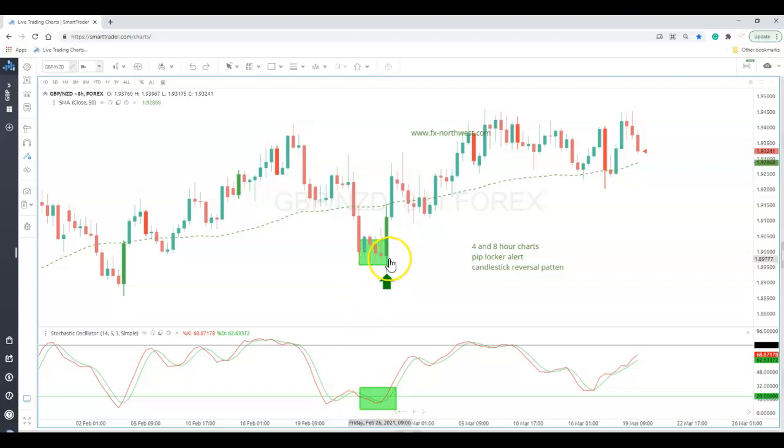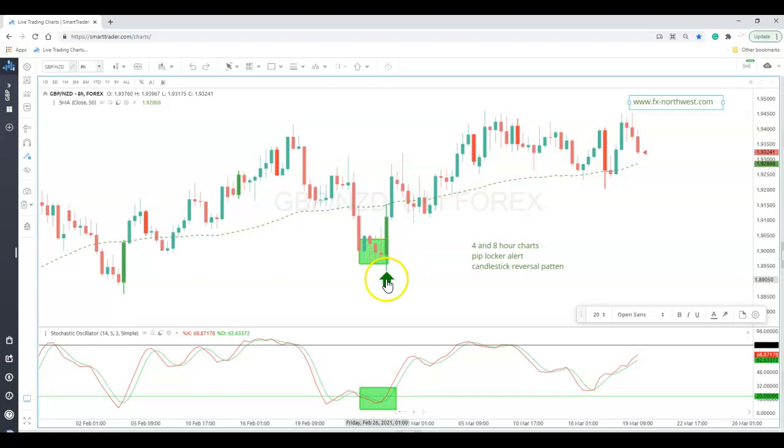So all I needed to do is wait for an alert for PIPLOCKER, and PIPLOCKER is very useful when you are not at your computer. It will generate a signal, and then you can look at your chart to see if it's a valid signal to take, and in this case it was.